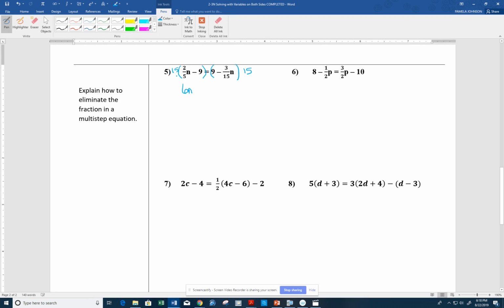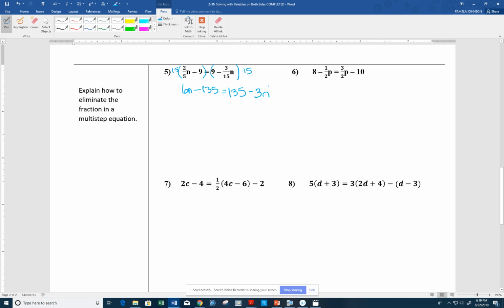Okay? Your graphing calculator, you can put the fraction in there so you can actually multiply 15 times 2 over 5 if you need to, so that you can actually get your answer if you have a hard time multiplying with fractions. Okay? And then we have that 15 times negative 9 that we have to multiply. And 15 times negative 9 is negative 135. We've got 15 here that we're going to multiply to that 9. That is a positive 135. And 15 divided by 15 is 1. So then that's going to leave us with a negative 3n.